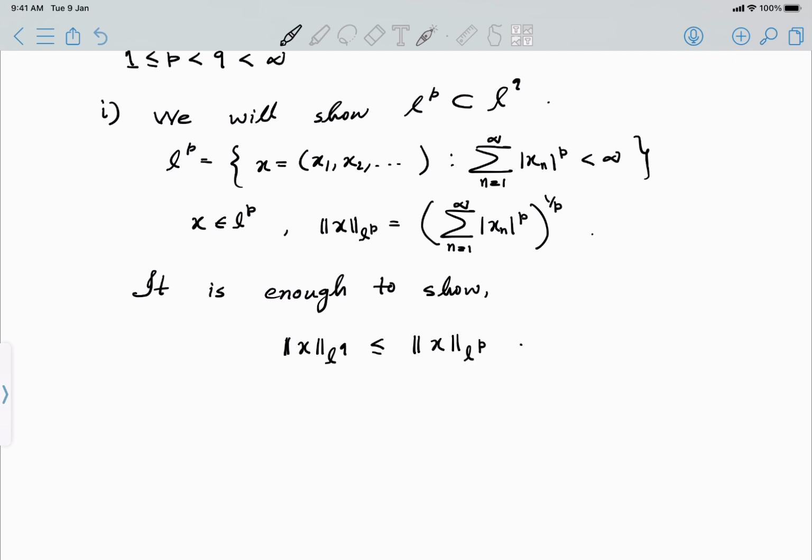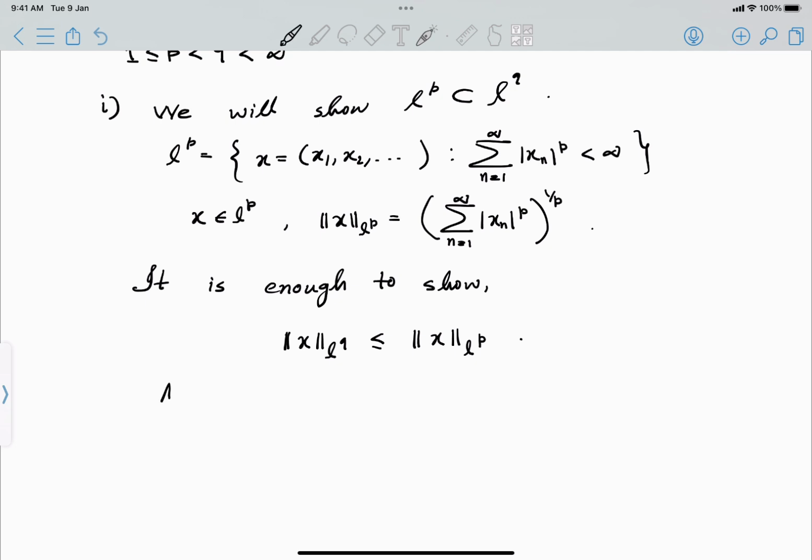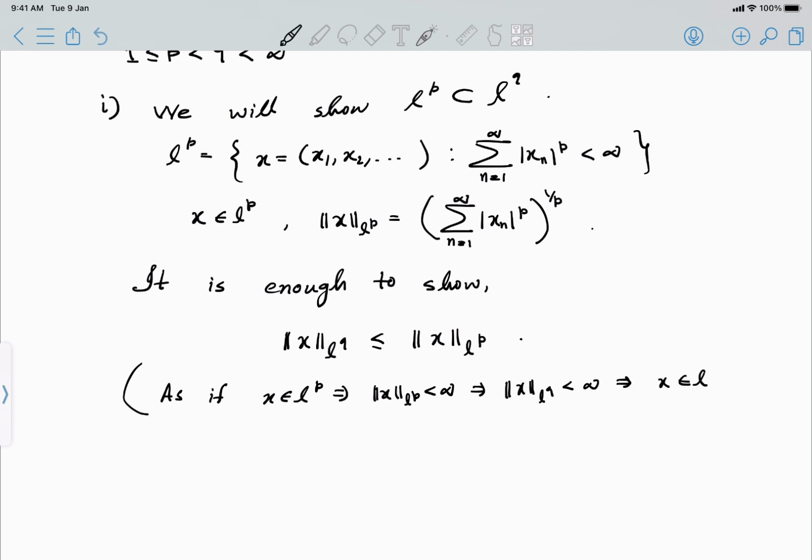Why? Because if x belongs to ℓp, this norm will be finite, which implies by this inequality, if this is finite, then this will be finite. So x is in ℓq. We started with an ℓp element and have shown that it is in ℓq, meaning ℓp is a subset of ℓq. So it is enough to show this one.